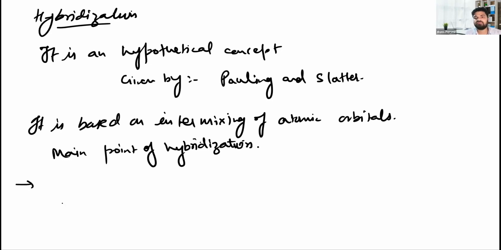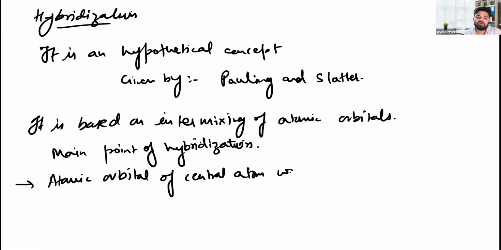What are the main points of hybridization? First, the atomic orbitals of the center atom will undergo mixing. It means only the atomic orbitals of the center atom are going to intermix, not those of the other element that is combining with the central atom. Understood? So the atomic orbitals of the central atom will undergo mixing process.